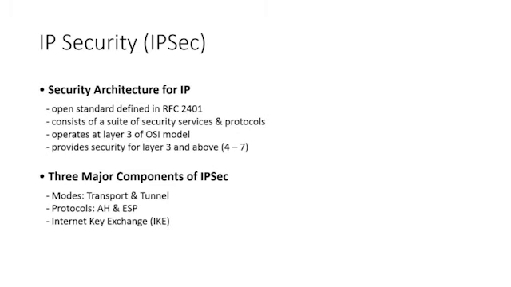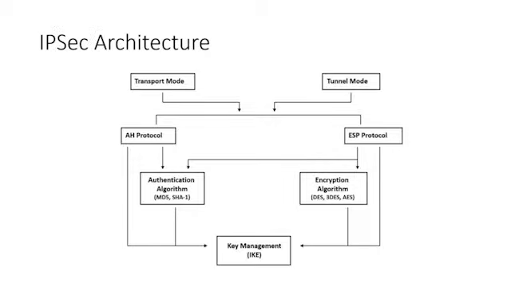Now, the three components of IPsec, major components, I guess I need to say, are the modes and the protocols and the Internet Key Exchange, the IKE. Now, the modes and the protocols are what we're really going to focus on, because we have transport mode and tunnel mode, and we have ESP and AH. And we're going to look at these a little closer. But those are some of the components of IPsec. And there are a few more, but these are the ones that I really want to focus on that I think are going to be important.